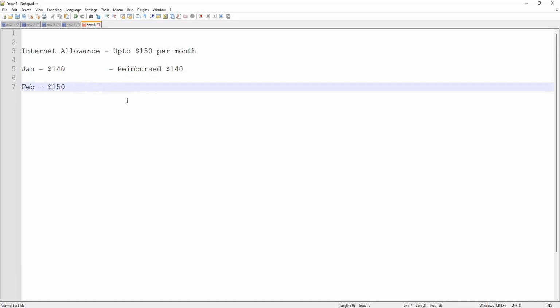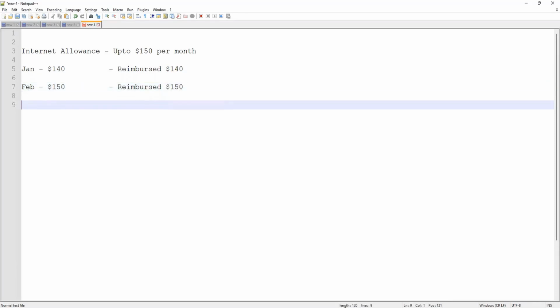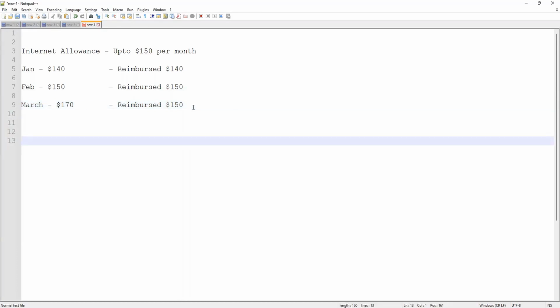Now in February, for some reason, you ended up spending $150. So what will be the reimbursed amount? $150, right. And then in March, you watched too much Netflix because there were a lot of nice shows which came up. So your bill actually went up to $170 for some reason. How much money will you get as a reimbursement? $150 again, right? You will not get $170. You will get $150. So what is the rule?